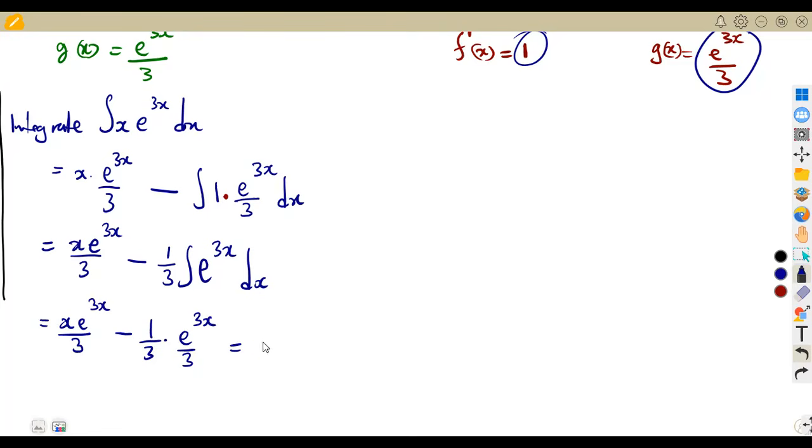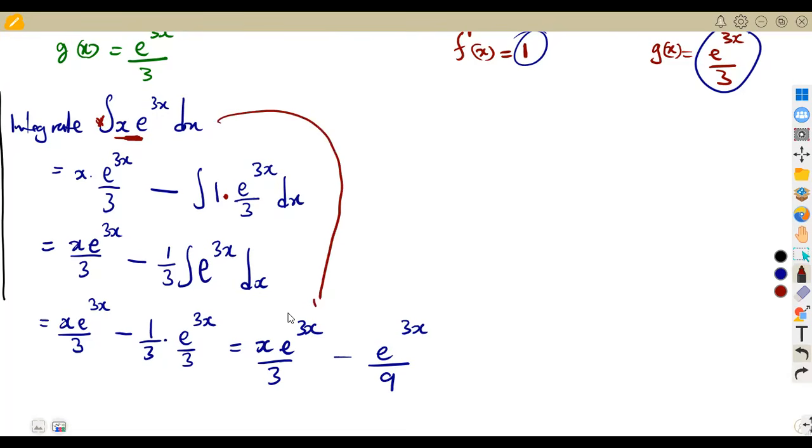So this is going to give us x times e to the exponent of 3x over 3 minus, just multiply the numerators together. That is going to be e to the exponent of 3x over, multiply the denominators together, 3 times 3, that's a 9. So this integral here, the integral of x times e to the exponent of 3x, when simplified, is going to give us x times e to the exponent of 3x over 3, this is what you're going to have, minus e to the exponent of 3x over 9.